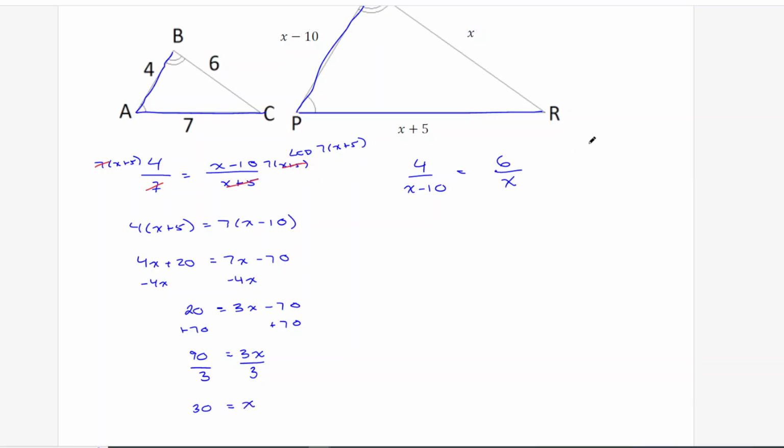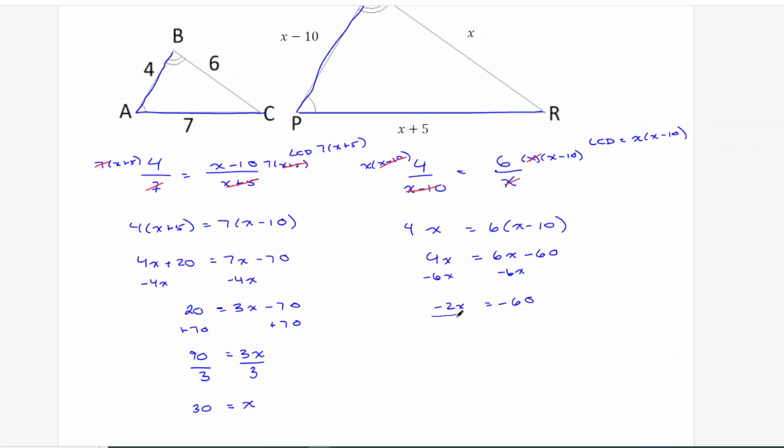If I had solved this other proportionality statement, my lowest common denominator would be x times x minus 10. So I would multiply both terms by x times x minus 10, and then again, cancel. I'd be left with 4x is equal to 6 times x minus 10. Multiply through. I get 6x minus 60. This one I'm just going to put my x's on the left, less to move. I get negative 2x equals negative 60. Divide both sides by negative 2, and I get x equals 30.